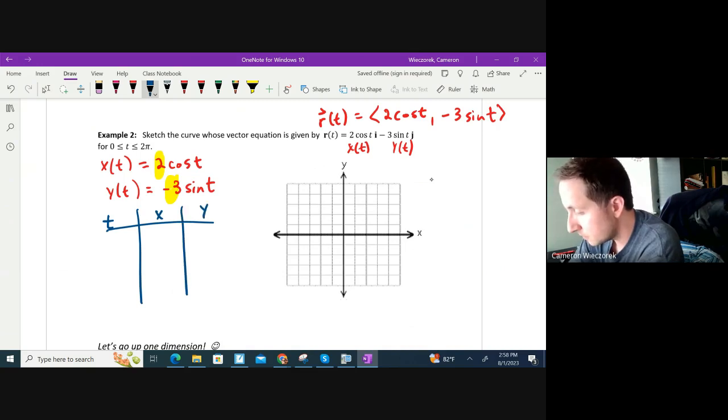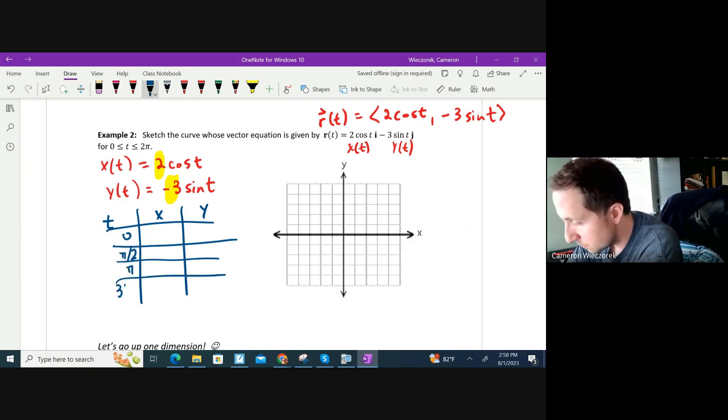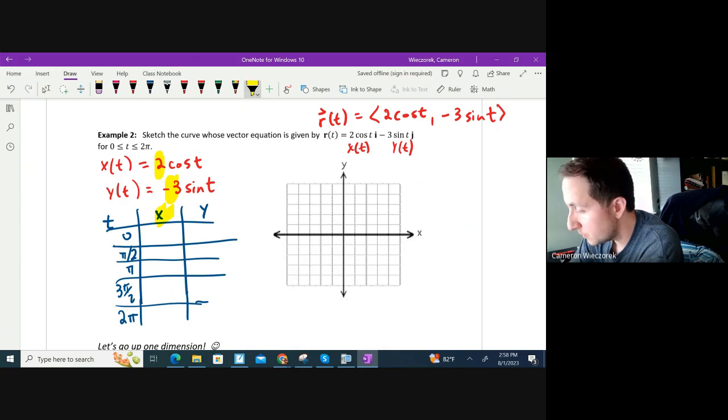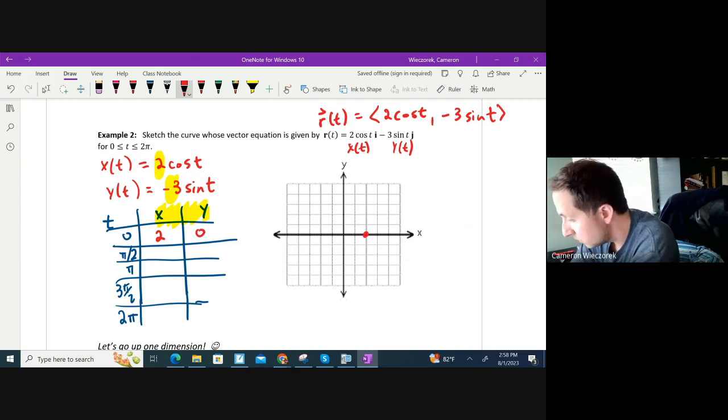So I'm just going to pick the classic 0, pi over 2, pi, 3 pi over 2, and 2 pi. And I'm going to look at the ordered pairs that come out, and I'm going to place them on the graph. So if I put in t equals 0, I get 2. And if I put in t equals 0 for y, I get negative 3 times sine of 0, so I get 0. So my first point on the curve is at 2, 0. As t increases, remember the direction matters, so we're going to have to draw an arrow in the direction of where we end up next.